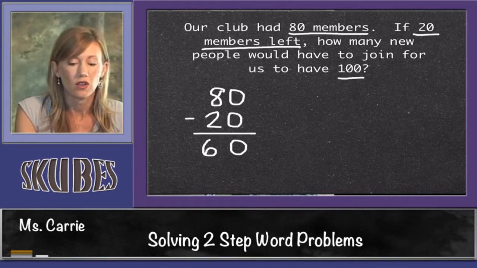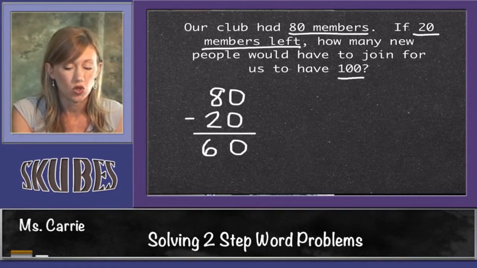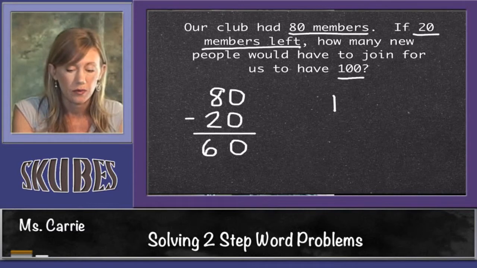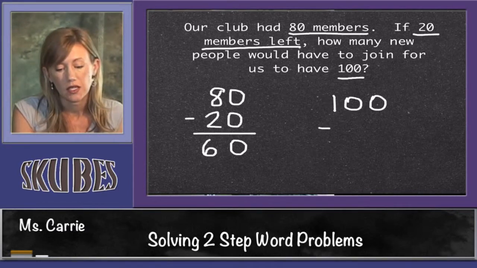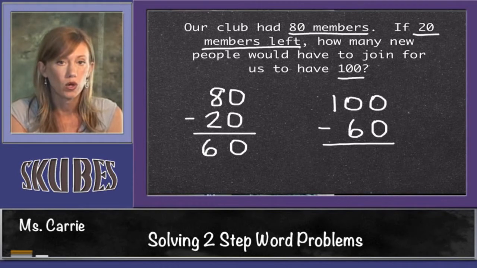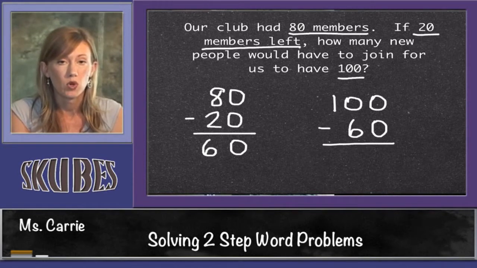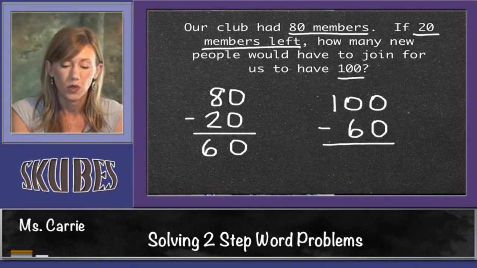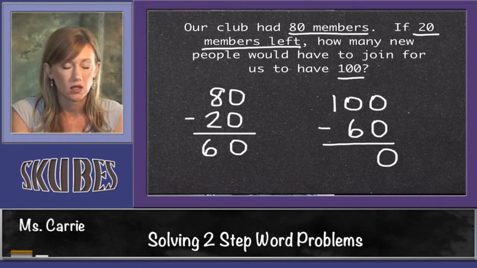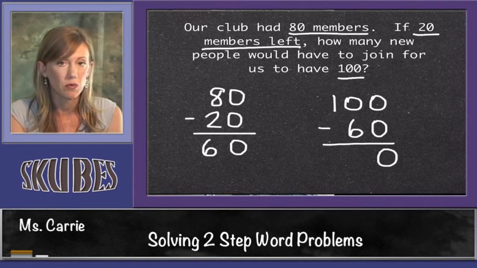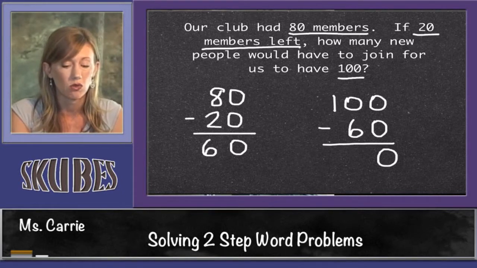The way we're going to figure that out is actually to subtract 100 minus 60. That will tell us how many more members need to join the club. So let's find out. 0 minus 0 is 0. We can't do 0 minus 6 because remember, if the number on the top is smaller than the number on the bottom, we need to regroup.